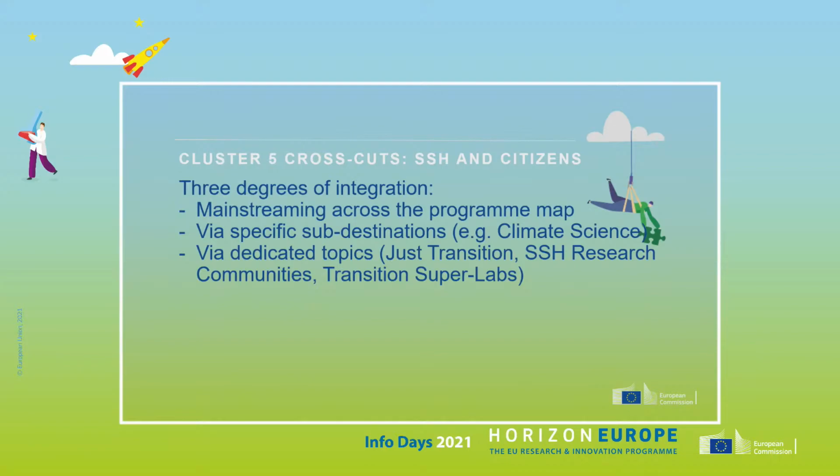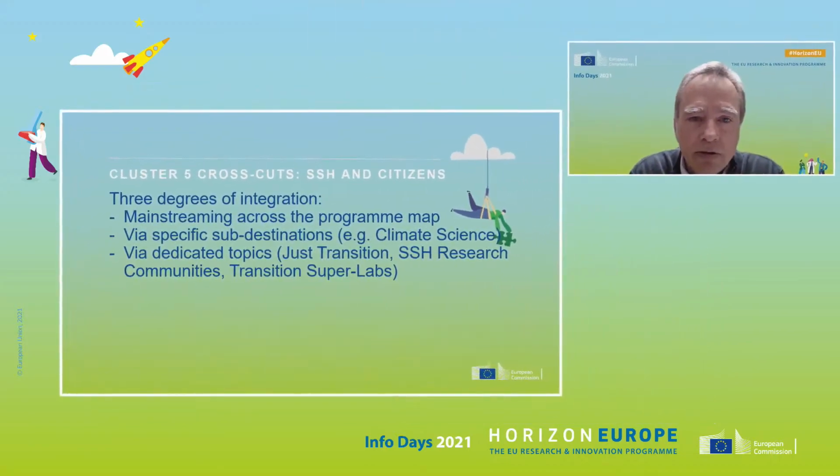And then three, the third possibility is that you have dedicated topics that deal with SSH or citizen engagement issues specifically. So you don't just mainstream these aspects into more technical topics, but you focus on them to begin with. And we have three such topics in cluster 5, which are in a somewhat peculiar place when you look through the program, but they really apply to all of cluster 5, or they're meant to be relevant to all of cluster 5. One is on just transition, which obviously is a cross-cutting aspect.